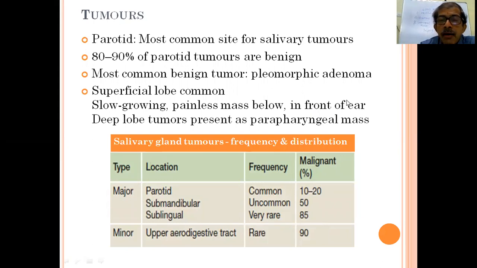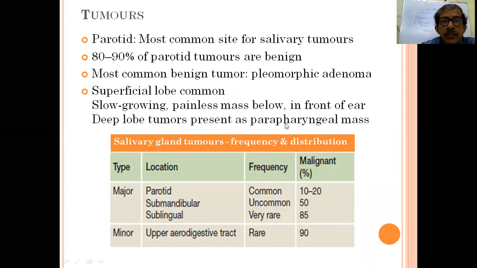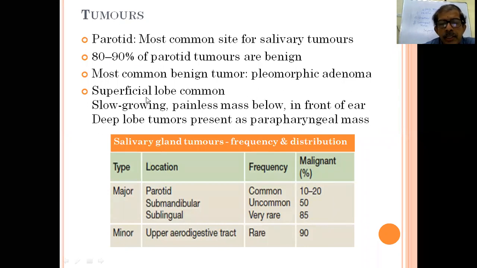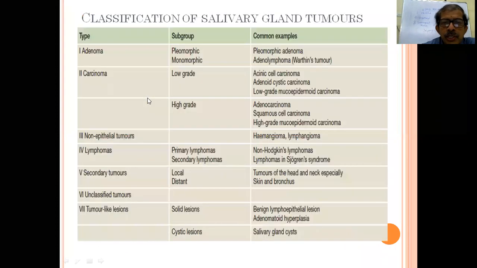The patient may have it for years together. Previously, the average was 4 to 5 years. Now that the awareness has increased, it may be 1 to 2 years before the patient comes to you. Whereas with a deep lobe tumor, it may not be apparent superficially, so they may have symptoms of a parapharyngeal mass, maybe some dysphagia. So, of course, classification of the salivary gland tumors.